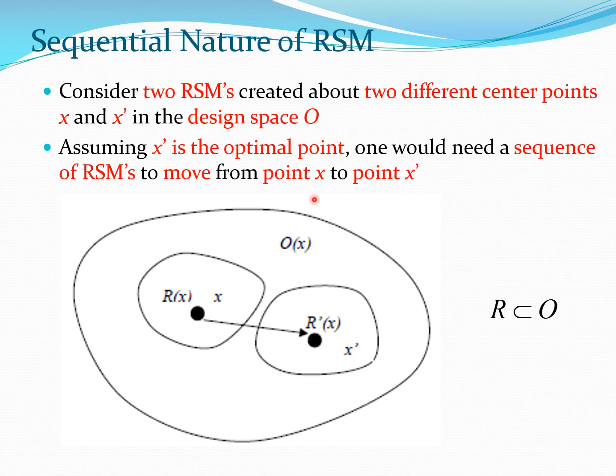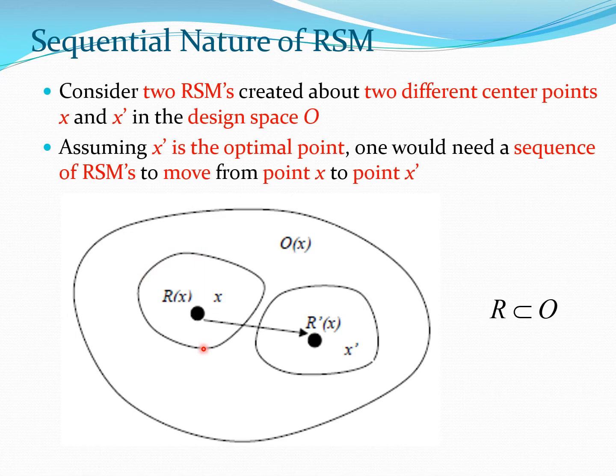So we can say that there is a larger space here given by O, and typically we create a response surface around some point, for example given by X, and the response surface corresponding to this point is R of X. And this particular response surface is only valid in a small neighborhood of X. Now the actual optimal point may lie at X dash, and therefore we cannot get this point X dash if we are only restricted to this region R of X.